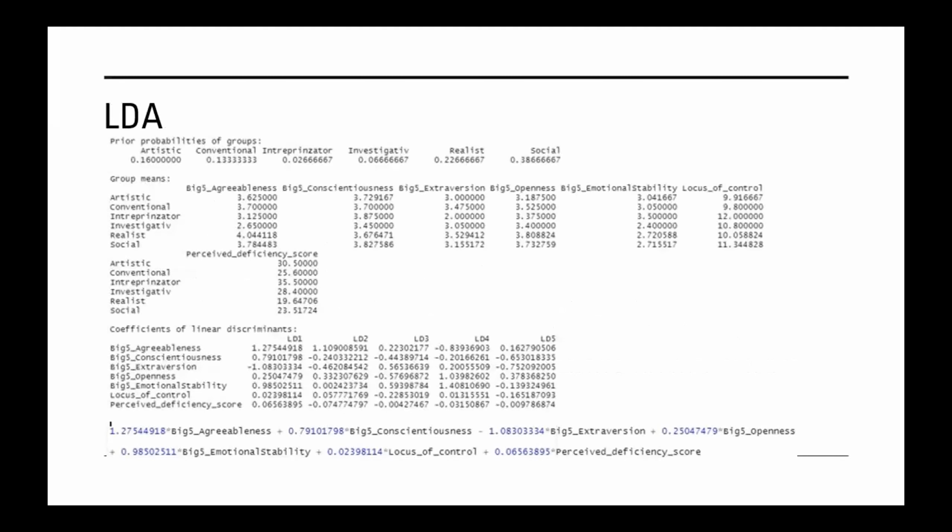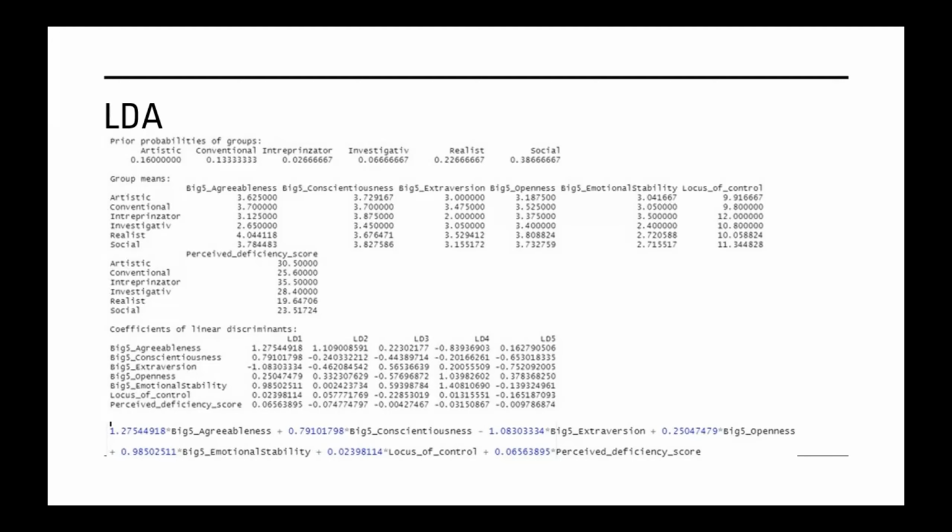For LDA, if we want to interpret it, we can see that we have prior probabilities of groups, which represent the proportion of each career interest. For example, 0.16 prefer artistic jobs the most, and 0.13 prefer conventional jobs the most. The group means represent the average result of each predictor for each type of career interest. For example, for people who have an artistic preference, the average score for agreeableness is 3.625.